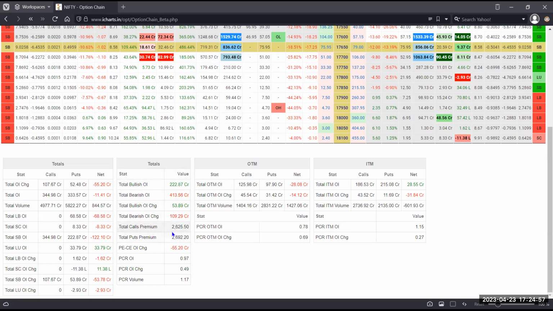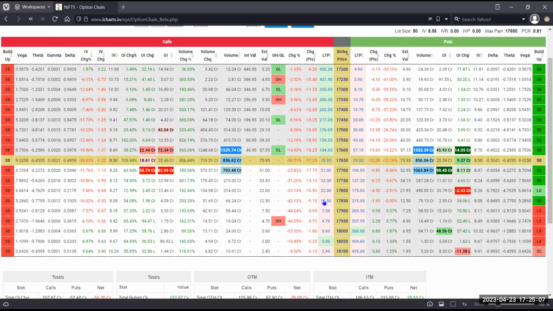And this, somebody had asked, they wanted to see this, so we have added. I mean, there's not much significance. You'll just see what is the total call premium and what is the total put premium. So all these LTPs are added over here.